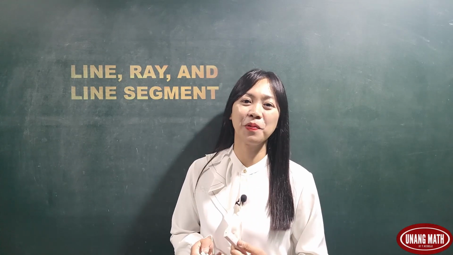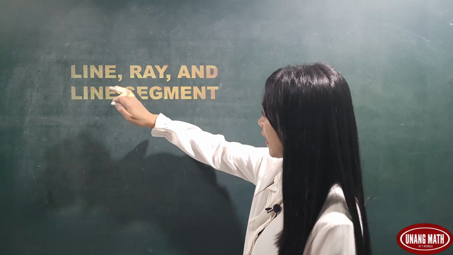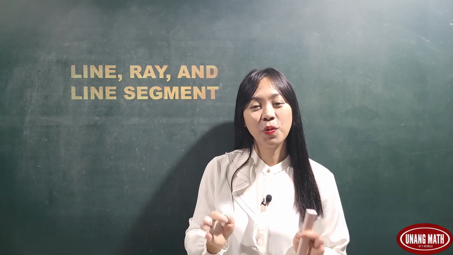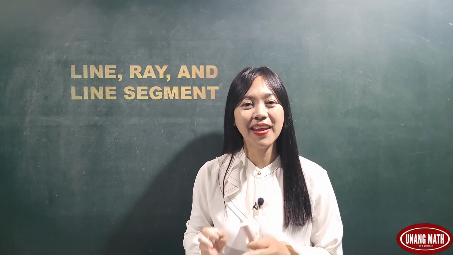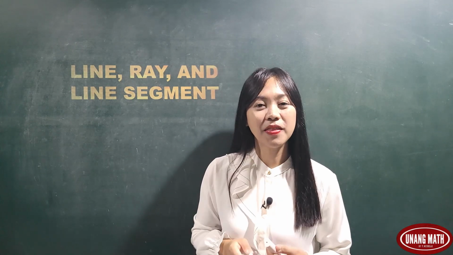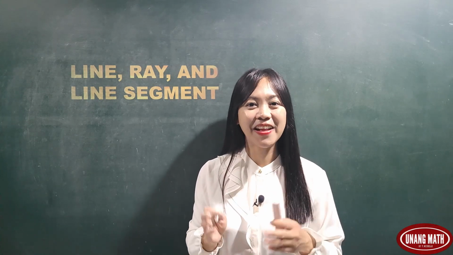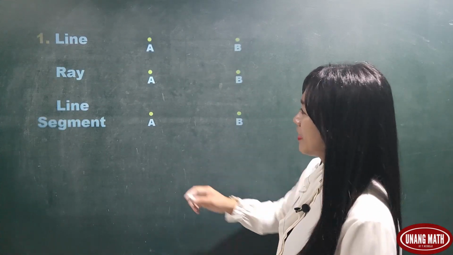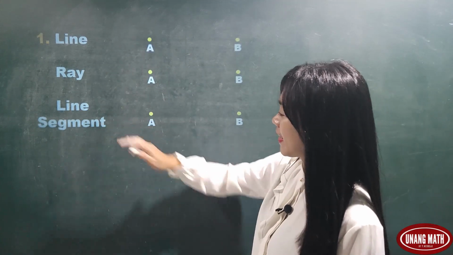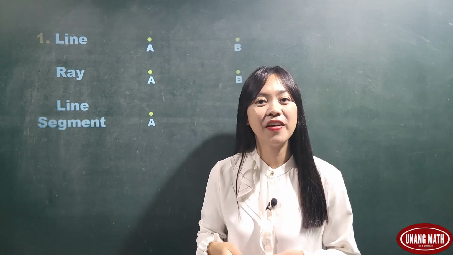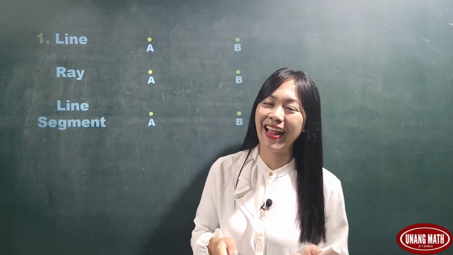In this episode, our lesson is about line, ray, and line segment. Actually, we already had this topic in episode 17, but this time I will explain these concepts in a more detailed manner. Okay, let's start. Line, ray, and line segment are straight lines. But what are the differences of these straight lines?